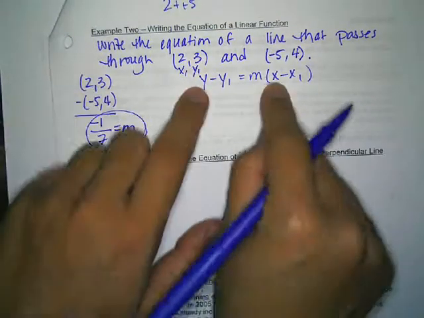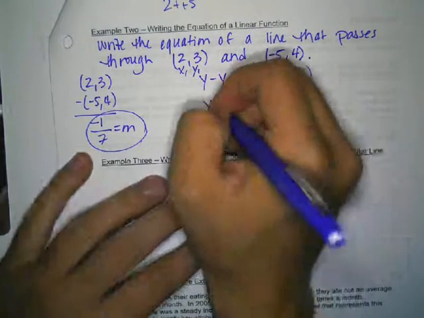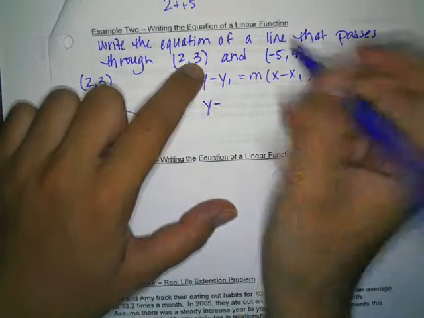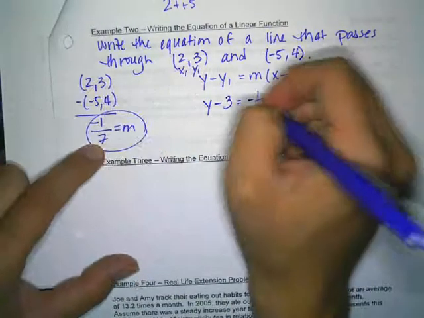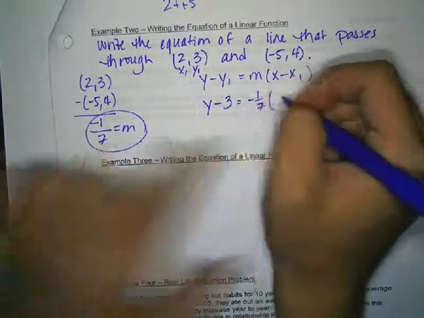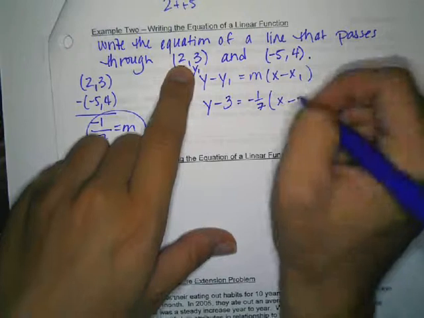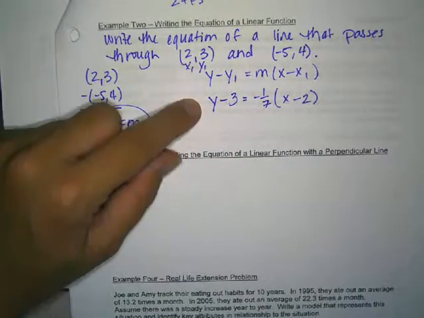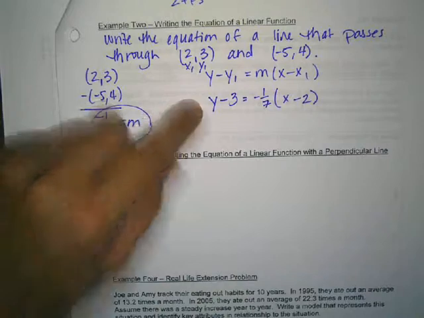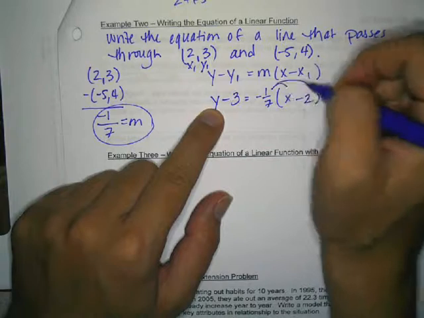Remember that this x and this y stay put. Okay, so my particular y value of my point is 3. My slope is -1/7. This x stays put, and my particular x value of my point is 2. Now at this juncture, once you have it set up, the rest of it's just simplifying. We're going to get y by itself. So I'm going to distribute -1/7 through.